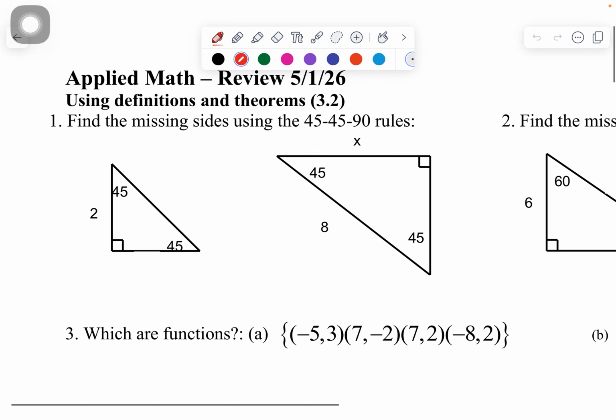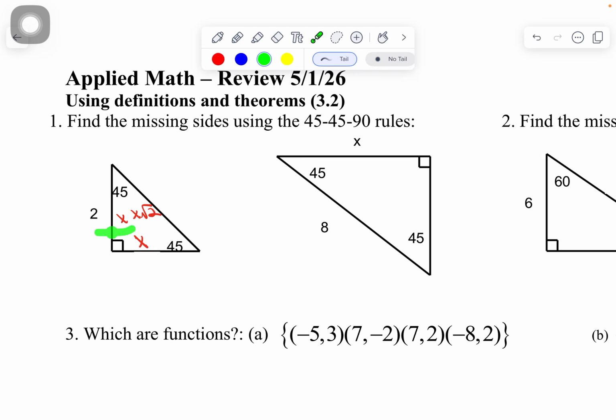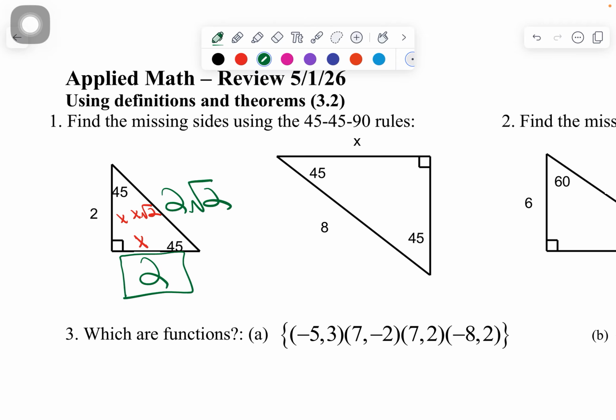Question number 1. Find the missing sides using the 45, 45, 90 rules. Well, what rules are those? That's going to be x root 2. I know that this side is x, it's the one that's labeled. So this side that also has an x on it would be, let me change color, there's a 2 there. And then where I have x root 2 here, the x gets replaced with the 2. So it's going to be 2 root 2. And there is nothing else I need to do with that one.